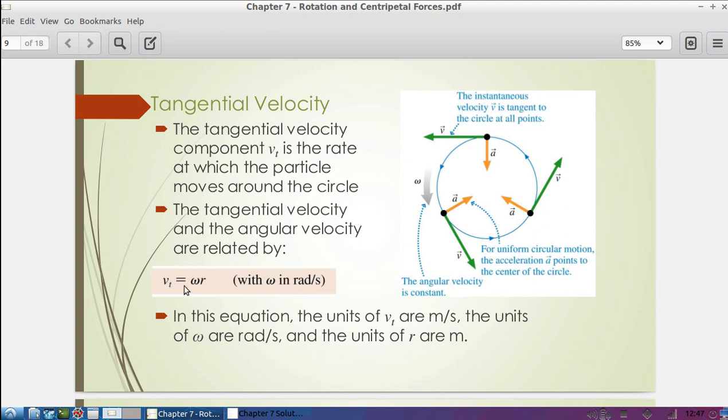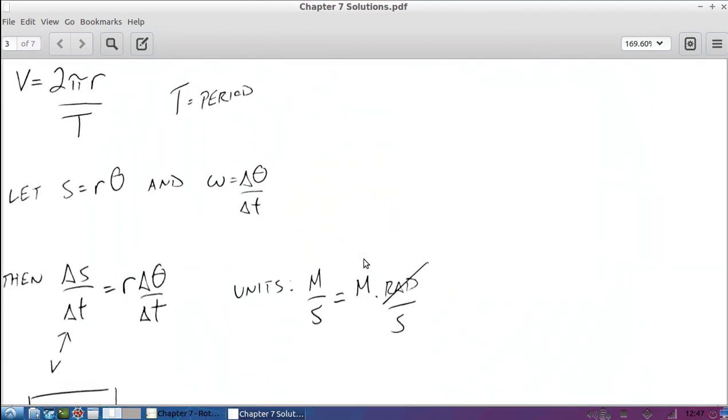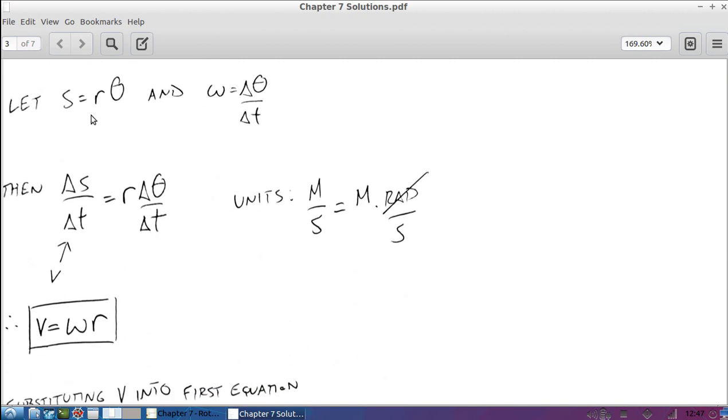So here's our relationship between tangential velocity and angular velocity. Right? You do have an angular velocity as you're going around the circle, but you also have a tangential velocity at different points. How do we get this expression? So I start out with the definition of arc length from the first slide, and then our definition of angular velocity. Basically I'm looking at how theta changes with respect to time.